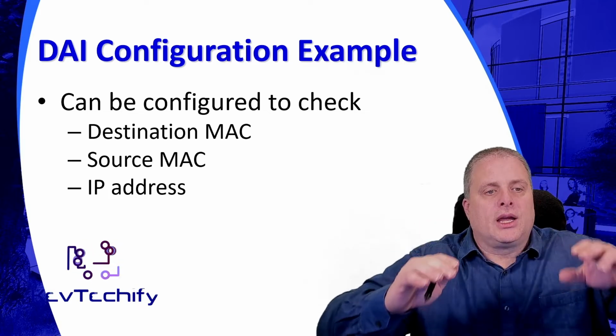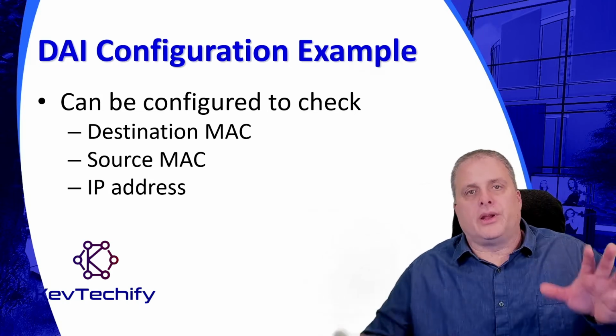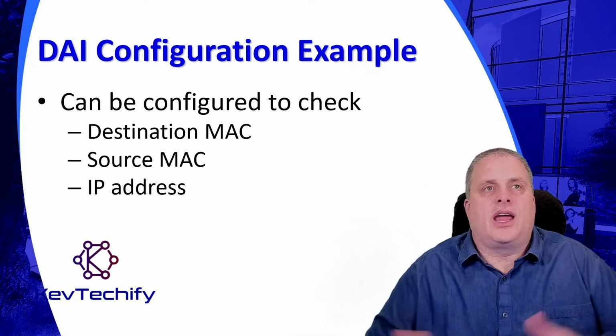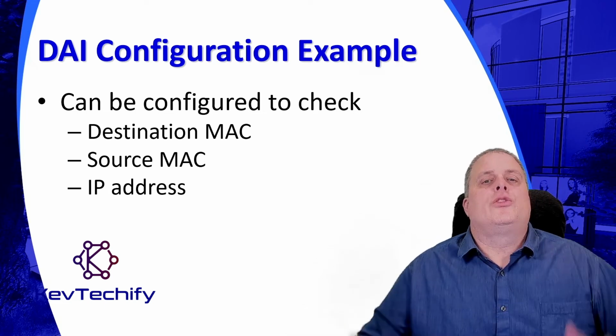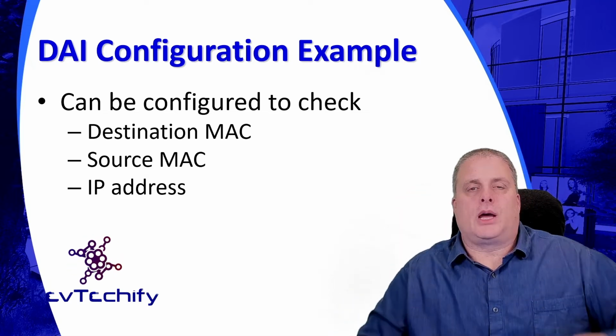We can also check the ARP body for invalid or unexpected IP addresses, including all zeros or all ones, the broadcast to everything address, or even any multicast addresses. We can check for that. If we find any of those, we'll drop those packets also.